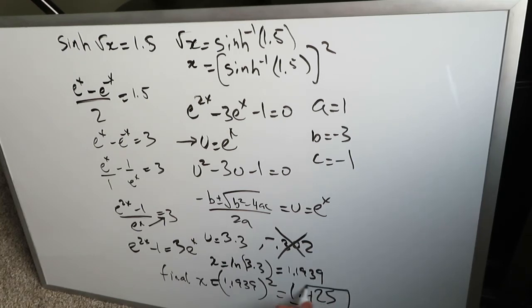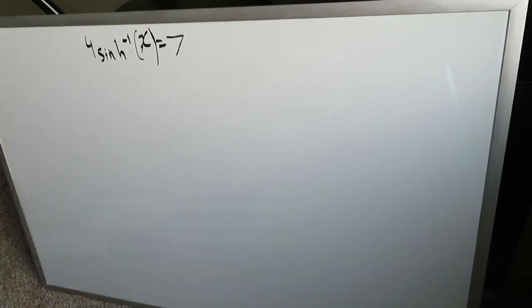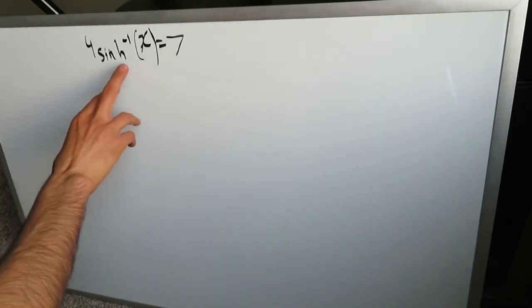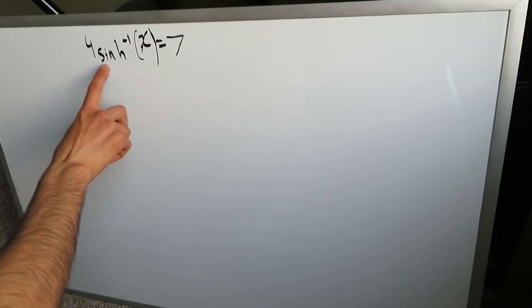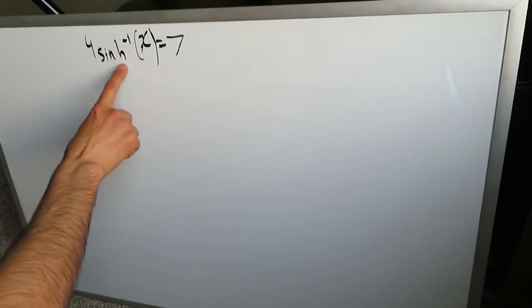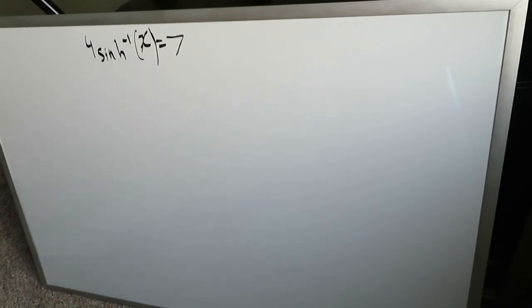1.425. Here is your answer, which represents x. Look at this question: 4 multiplied by the inverse sinh of x equals 7. Now here's the difference. I would normally have had a sinh here, but I have an inverse sinh. So here you have to do a little bit of an out of the ordinary maneuver.